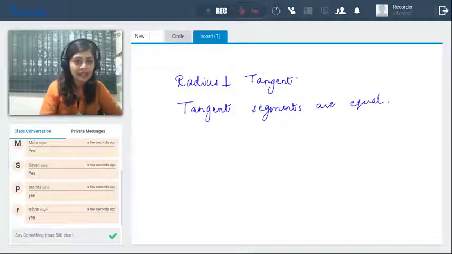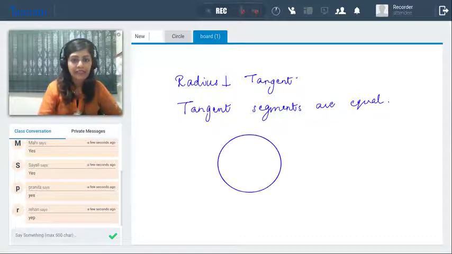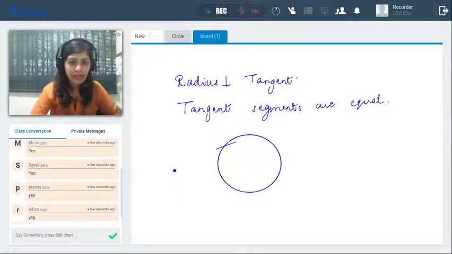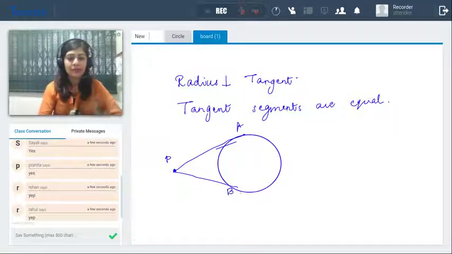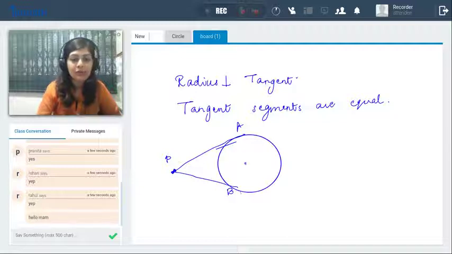Let's quickly see what that means before we move ahead. From an external point P, let me have two tangent segments to this circle. Say we have PA and another tangent segment, say PB. Just consider them to be tangent segments for now. So we have seen, from an external point to a circle, two tangent segments.